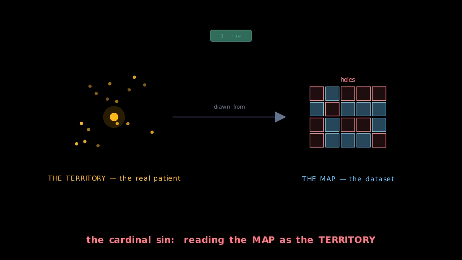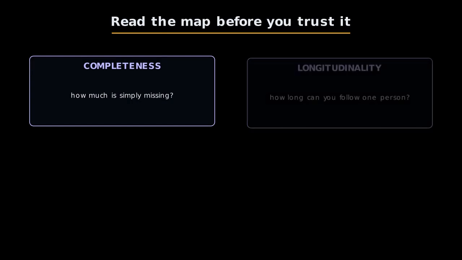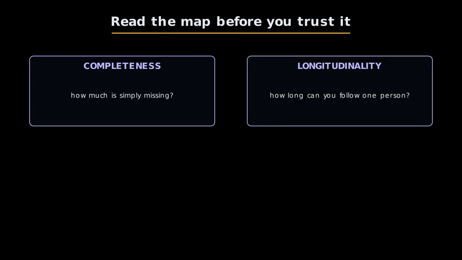And almost every serious mistake in this entire field is the same mistake, made over and over, quietly trusting the map as if it were the territory. So how do you read a map's limits before you trust it? 4 questions. Completeness. How much is simply missing? Every gap is a place the map goes blank. Longitudinality. How long can you actually follow one person? Because in the US, when someone changes insurer or health system, they often just vanish from your data mid-story.